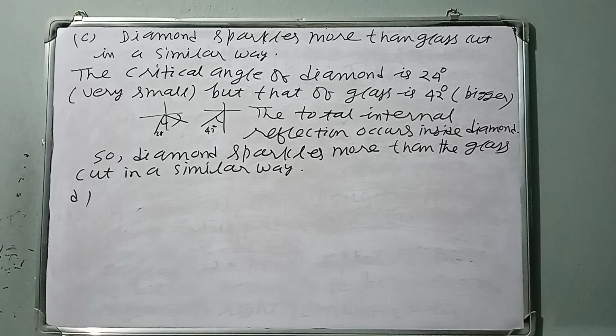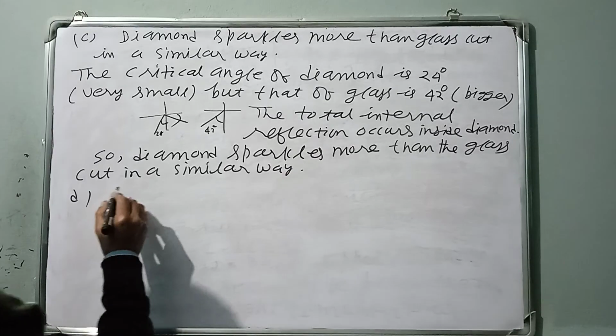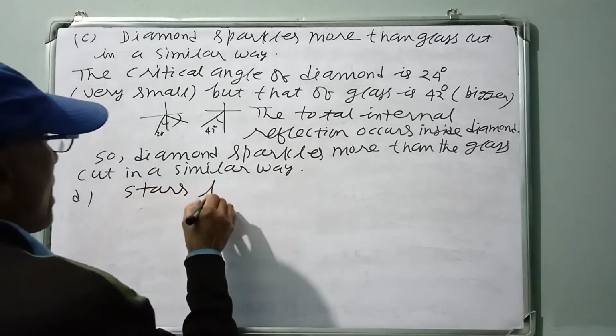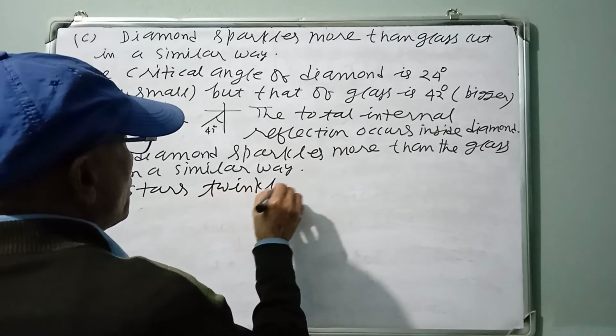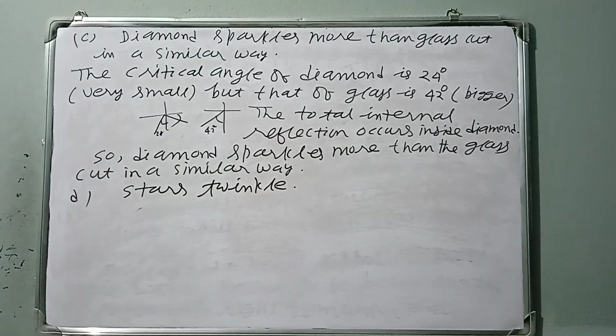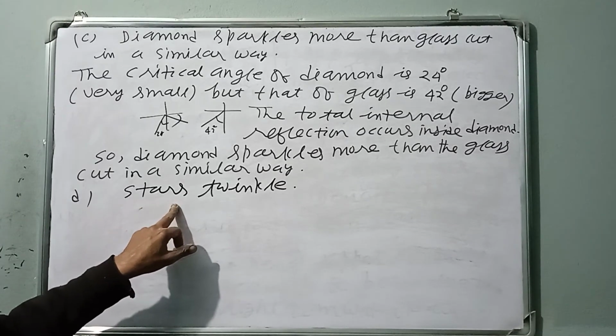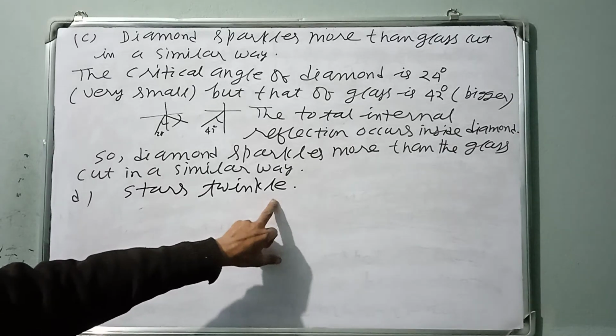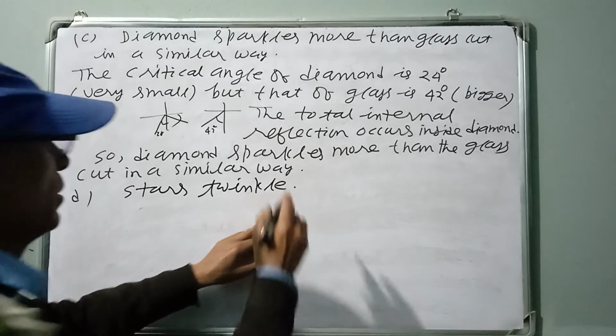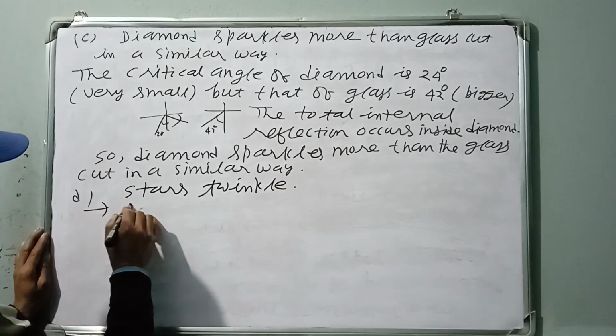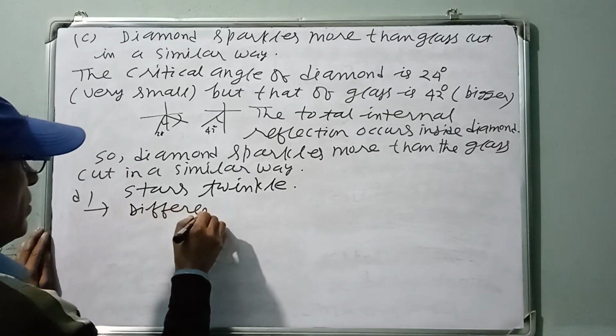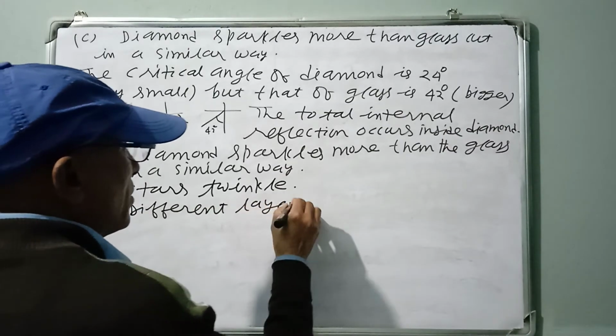Another question is also there. See, another question is stars twinkle. Why do stars twinkle? You have to write down. See, actually stars twinkle. We say ताराहरू चम्किन्छ. Twinkle, चम्किनु. What is the reason? Different layers of air.